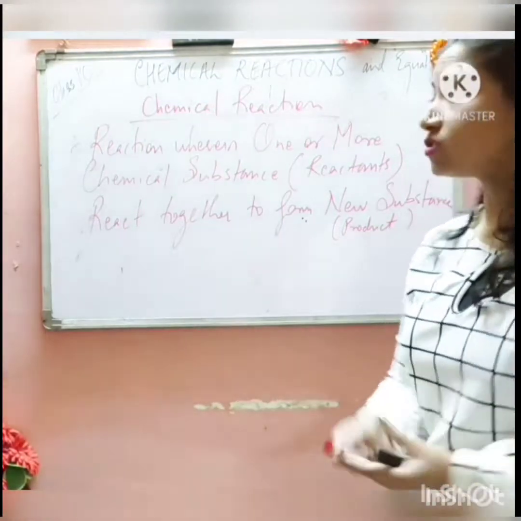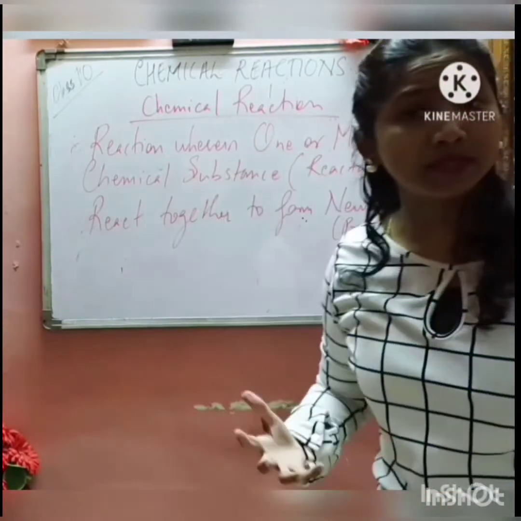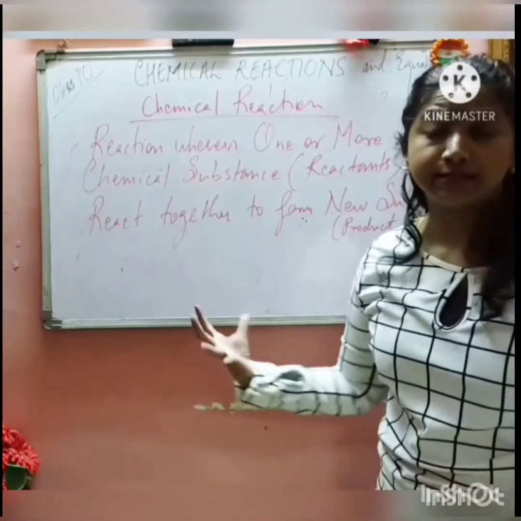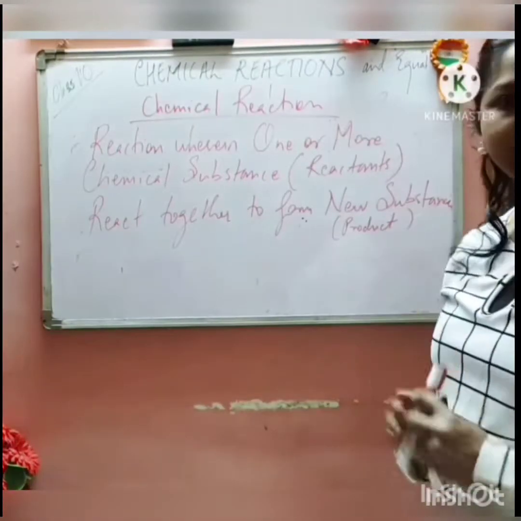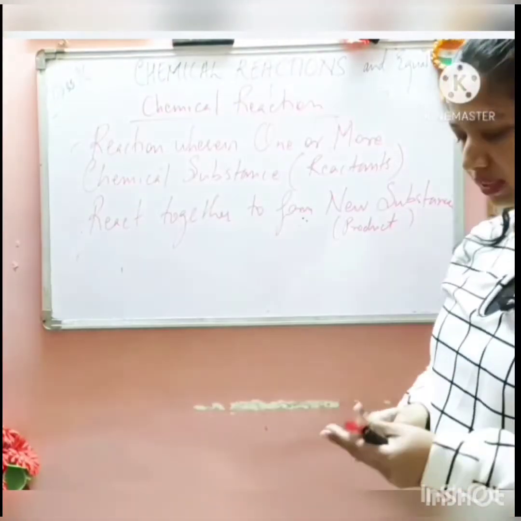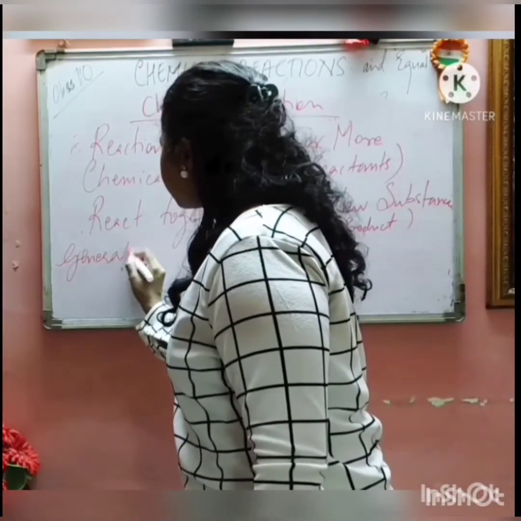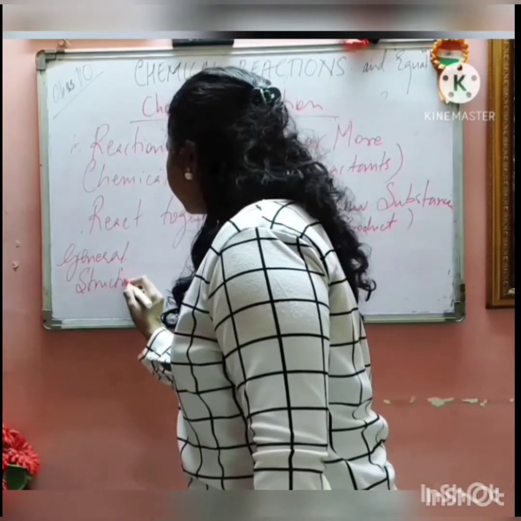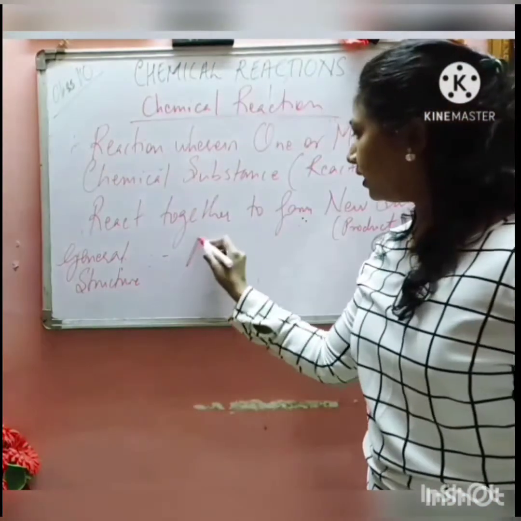Okay, what is chemical reaction, guys? Reaction wherein one or more chemical substance or reactants reacts together and you get a new substance. Okay, it's called as chemical reaction. I'll explain you with the help of example. And this chemical reaction is given in form of a chemical equation, which is what I'm going to write it down.